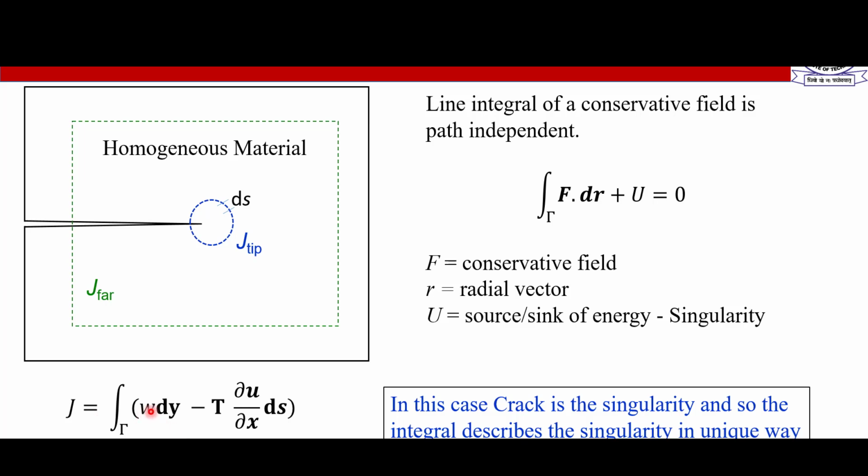So W is the strain energy density, dy is the coordinate, so the y-axis Cartesian coordinate, and T is a traction vector, which is the projection of the stress tensor on the normal vector. So the normal will be normal to the contour wherever you are taking it. Del U by del X is the displacement gradient, and ds is a small element on this contour.